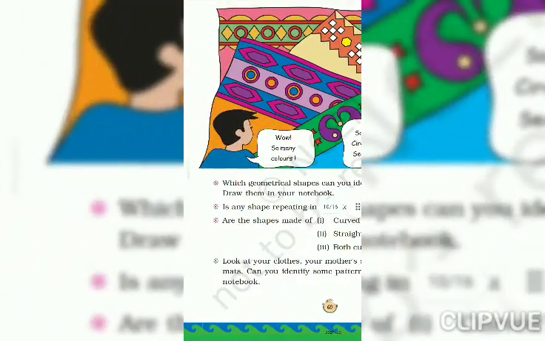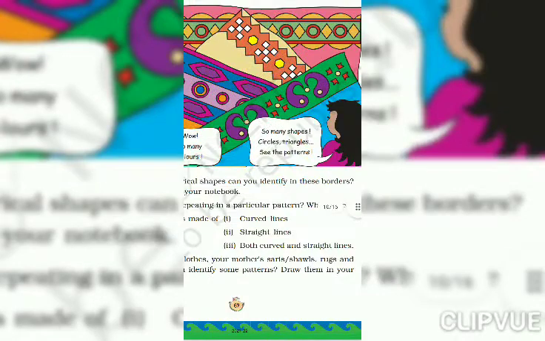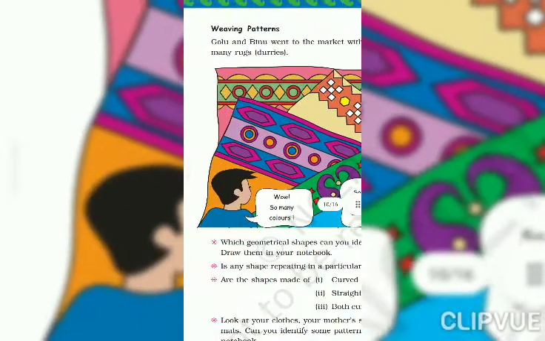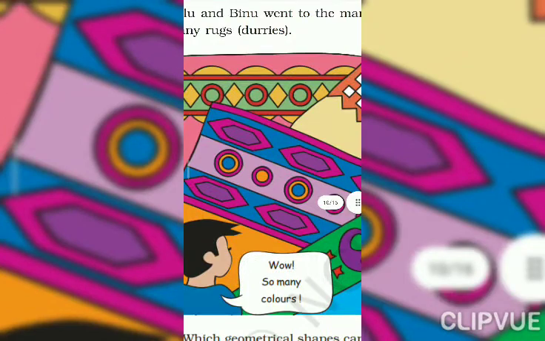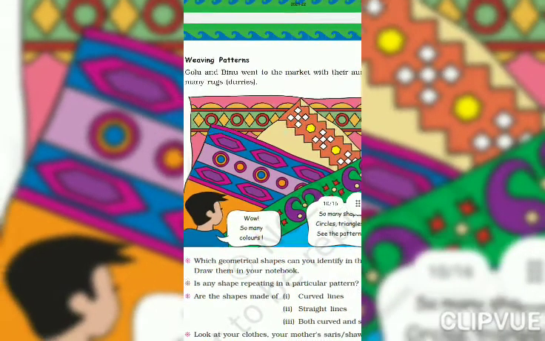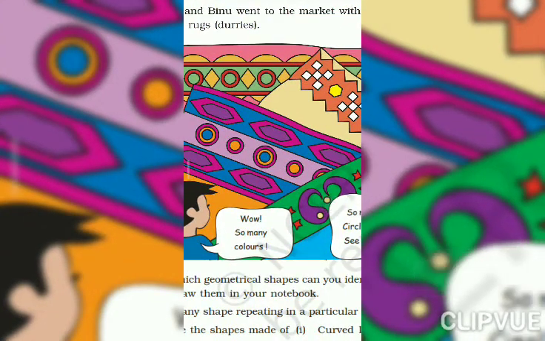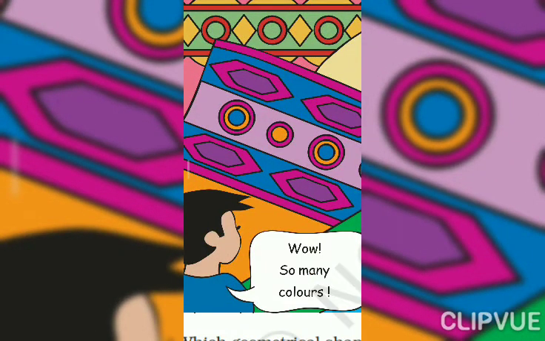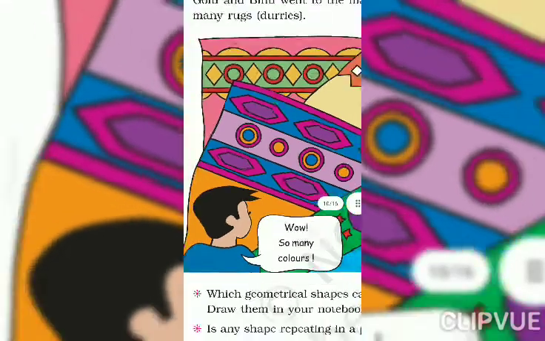Now the next question: is any shape repeated in a particular pattern? Yes, there are so many shapes and designs continuously in repeated form. You can see here the first pattern: the circle and parallelogram are continuously in repeated form. Then the hexagon is continuously in repeated form. And here the bigger circles and smaller circles are in repeated form. That means they are in a particular pattern.